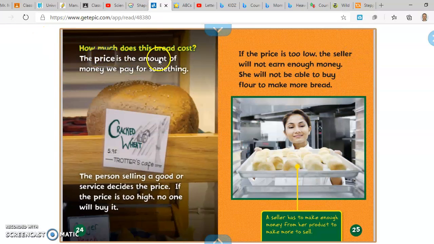How much does this bread cost? The price is the amount of money we pay for something. The person selling a good or service decides the price. If the price is too high, no one will buy it. If the price is too low, the seller will not earn enough money. She will not be able to buy flour to make more bread.